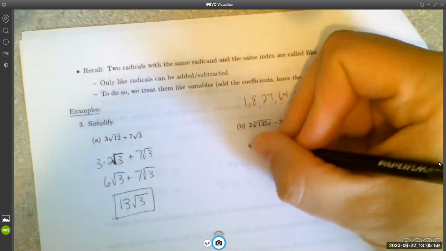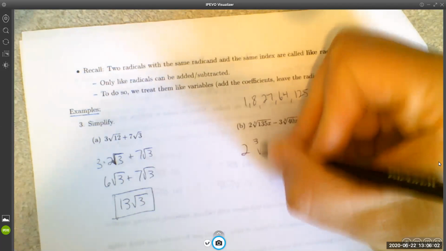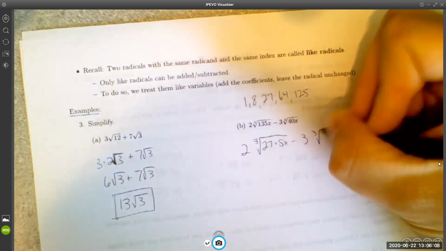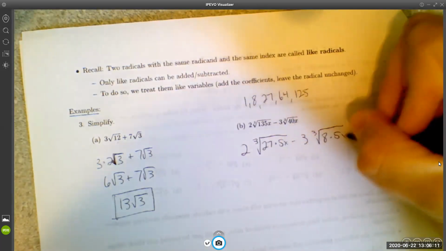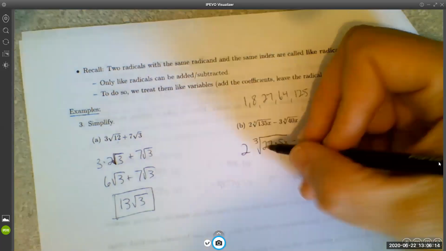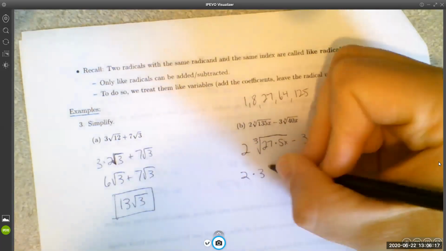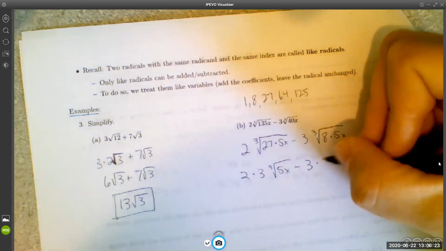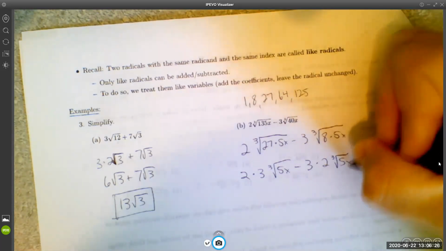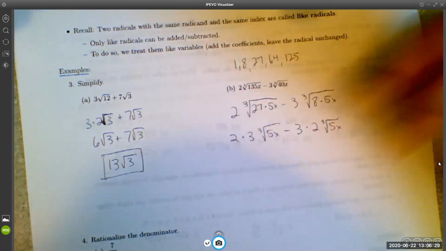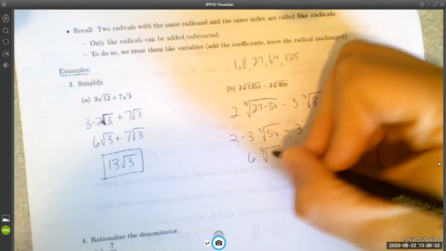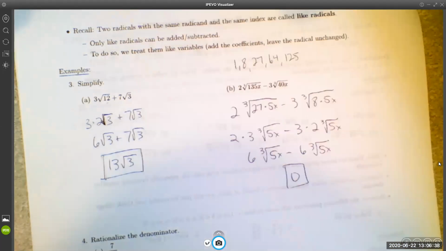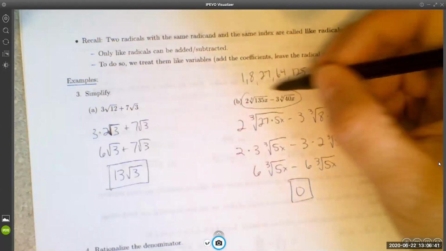So let me rewrite this kind of in the long way. This is going to be 2 times the cube root of 27 times 5x minus 3 times the cube root of 8 times 5x. Cube root of 27 is 3, so this is 2 times 3 times the cube root of 5x minus 3 times cube root of 8 is 2, so it's 2 times the cube root of 5x. So we've got, look at that, 6 cube root 5x minus 6 cube root 5x. Well, that's 0. So what do you know? This thing right here is just a fancy way of saying 0.